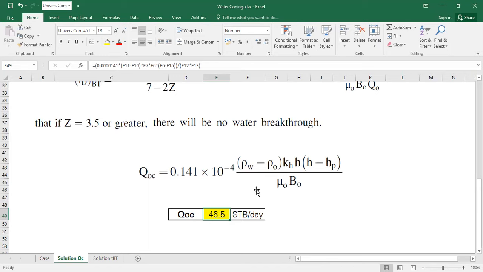Okay, so that's very easy. This is the flow rate at which we will achieve Z equals to 3.5. This is the flow rate at which we will just start making or generating the water cone, or this is the maximum flow rate where we will have no water coning. Okay, and you can also say this is the flow rate where there will be no water breakthrough. Of course, from theoretical point of view, not the real world point of view.